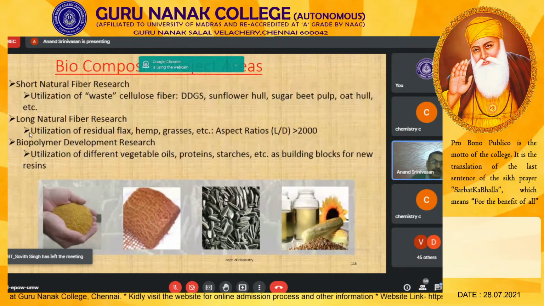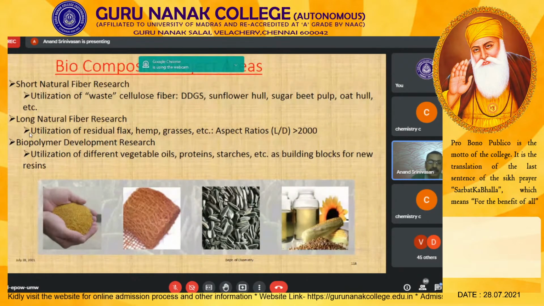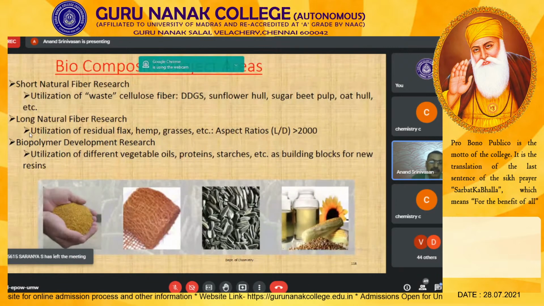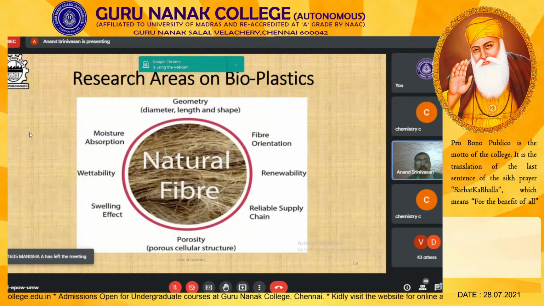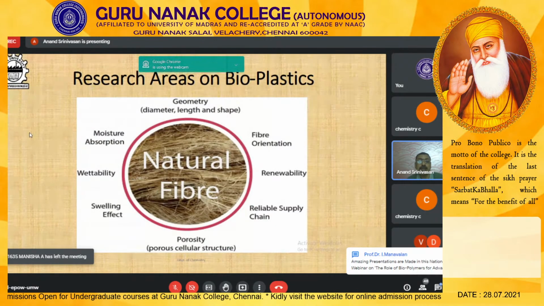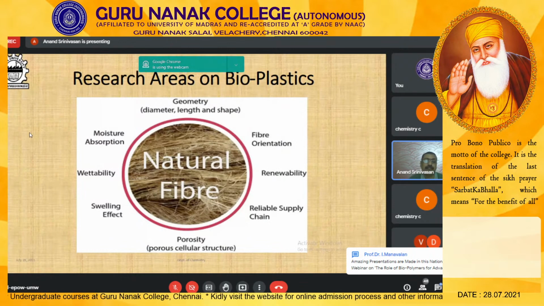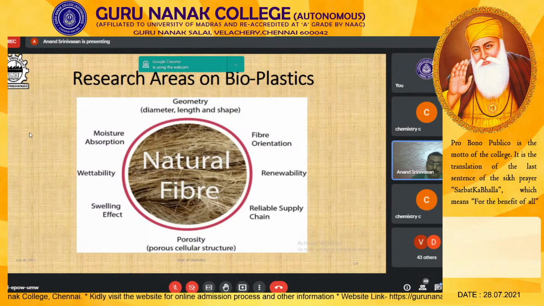Then biopolymer development research, utilization of different vegetable oils, because I have indicated about vegetable oils. There are plenty of vegetable oils available. You can see they are used in various engineering applications, from the medicinal field, cosmetics, coatings, composites and all. So you try to use them accordingly. And you can also use fiber orientation, fiber structure, geometry. Accordingly, you can develop different products.